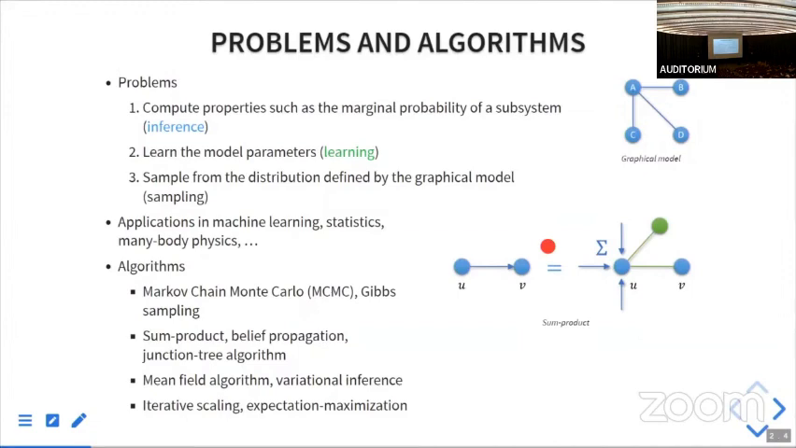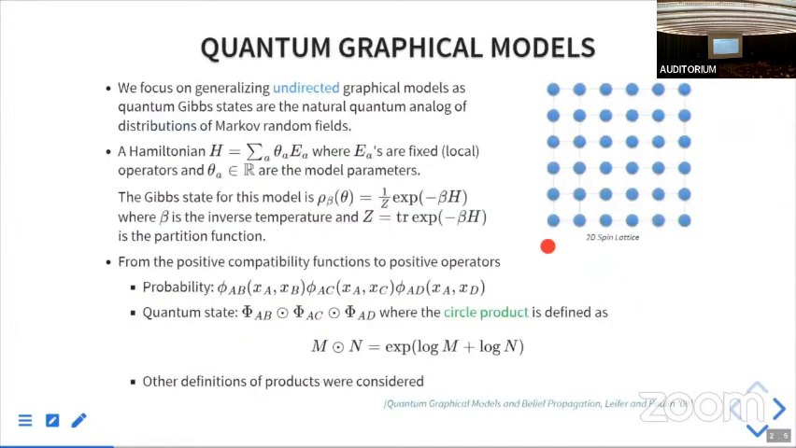And this unified framework has found many interesting applications in machine learning, statistics, and many-body physics because of the connection. Gibbs state is the thermal state in physics. Now, the quantum version, right?